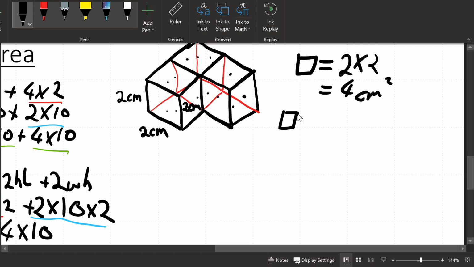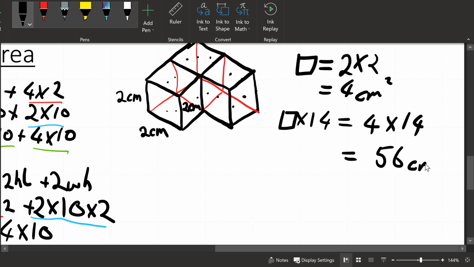So we have to go, okay, this here, each square multiplied by 14. So we've got 14 faces. So it'll end up being 4 times 14. That would be 56 centimeters squared.